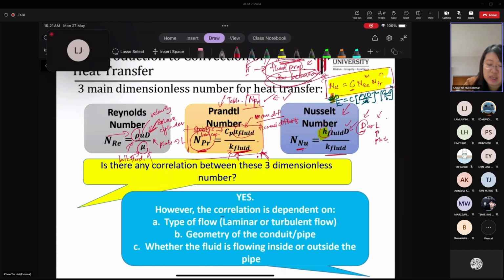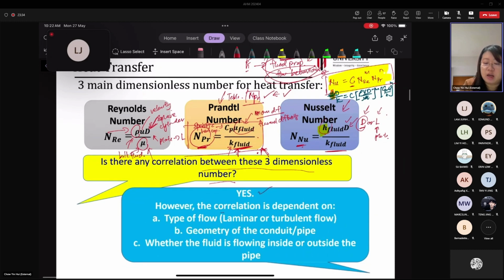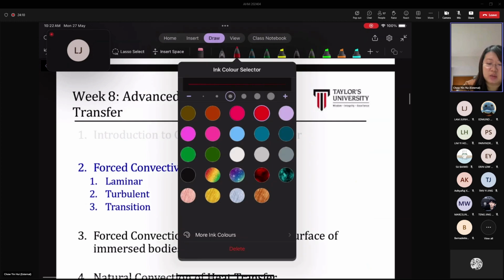So is there any correlation between these three dimensionless numbers? Yes, there are correlations. This is only the general equation, the one that I highlighted in yellow. So your C value, the m value, and the n value will be different, depending on the type of flow. You'll notice that some correlations can only be applied for a certain range of Reynolds number or Prandtl number. And for different types of geometry, we will have different correlations as well, and also whether the fluid is flowing inside or outside the geometry. Okay, that's the general introduction about the dimensionless numbers.